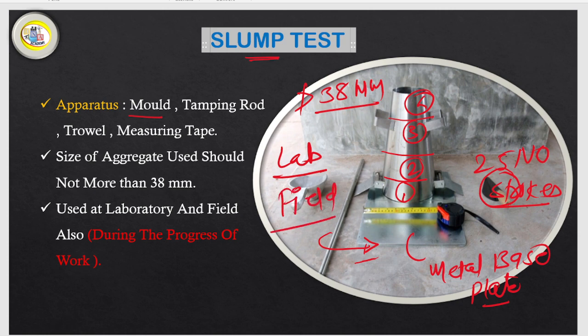Now, this test can be performed in the laboratory and also in the field. When a ready mix concrete truck comes to the site, we can directly take a batch-wise slump measurement for that truck. So it can be measured at the field and also at the laboratory, and this test is performed during the progress of work. This is about the apparatus.